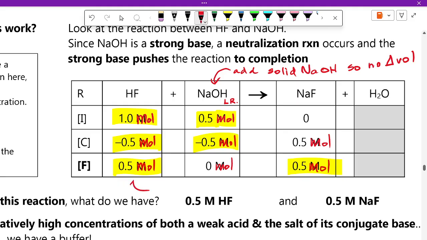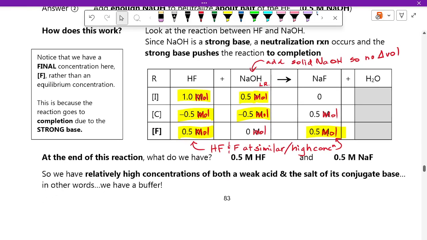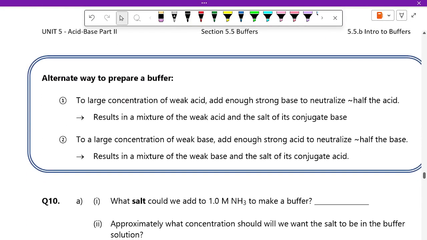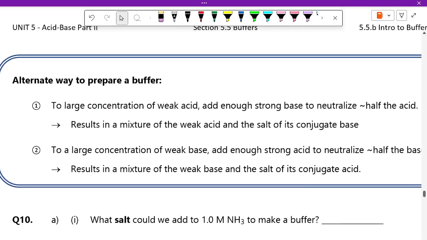So now we have HF and F- at similar, high concentrations. Is that good? Okay. Now we have a buffer. So here is just a summary.